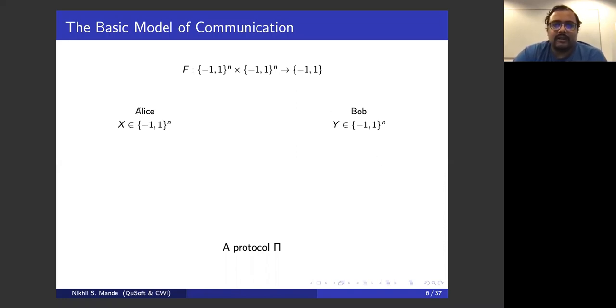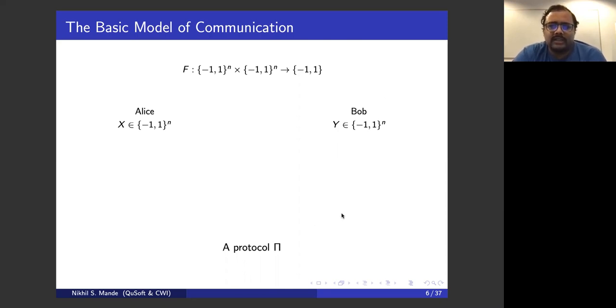Now, in this model, there are two parties, let's say Alice and Bob. There's a known function f on 2n input bits. And the input to this function is split between Alice and Bob. So Alice has an n-bit string x. She doesn't know Bob's string y. Bob has an n-bit string y. He doesn't know Alice's string x. And they wish to jointly compute f of x comma y using a communication protocol.